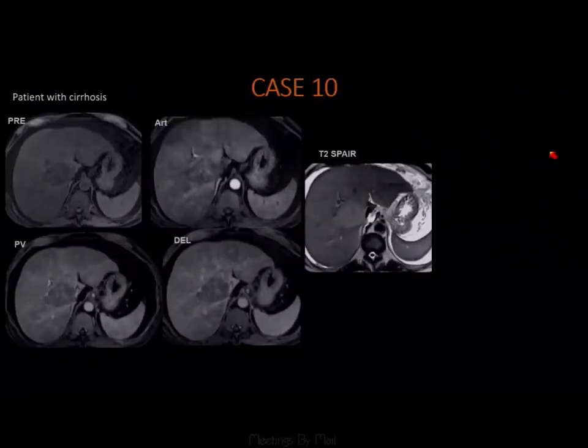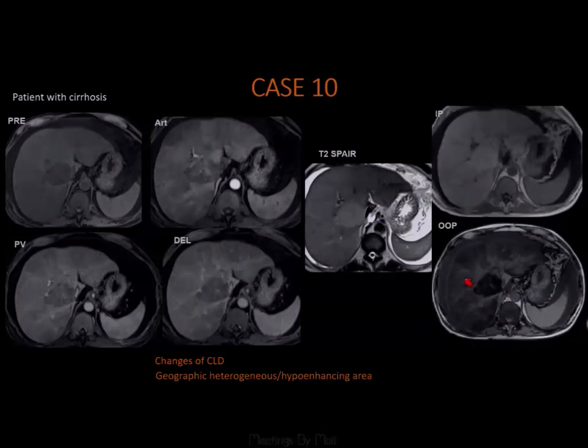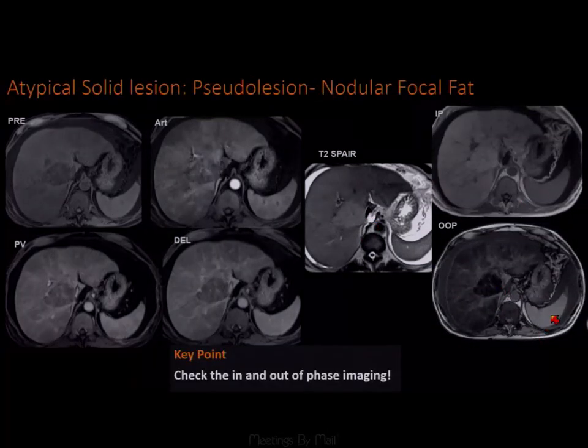All right, case 10. This patient has changes of chronic liver disease. We see this kind of geographic heterogeneous hypoenhancing area. It has a little bit of T2 sparing signal. When we check our in and out of phase, we can see that this is actually nodular focal fat, or a pseudo-lesion.